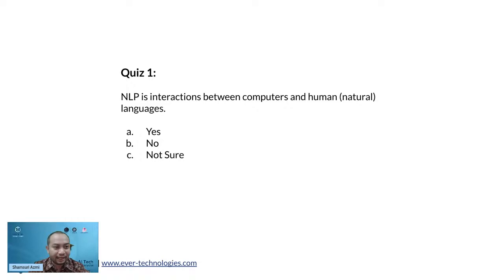Quiz 1. NLP is interaction between computers and human natural languages. A, yes. B, no. C, I'm not sure. So what's the answer?